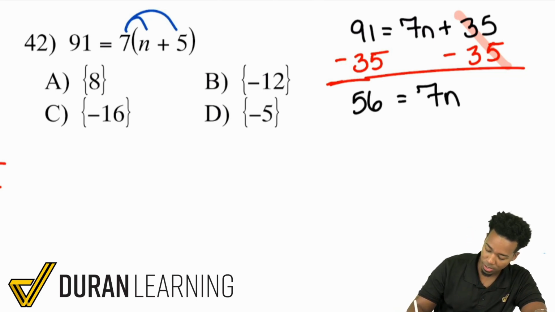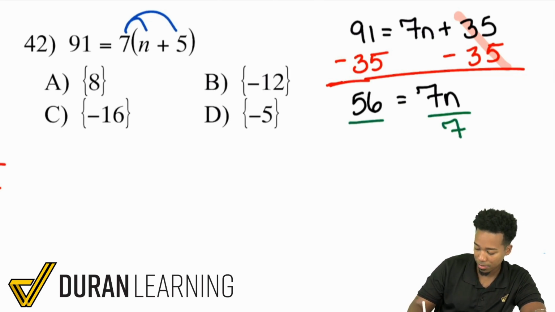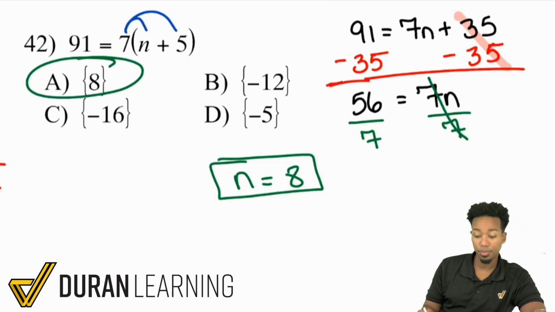So that'll be 61, then goes down to 56. And so we have 56 equals 7n. And the last step that we'll take is divide both sides by that 7. And then we have that cancellation right there. And so we'll have n equals 8. And there it is. So that was one way to do it.